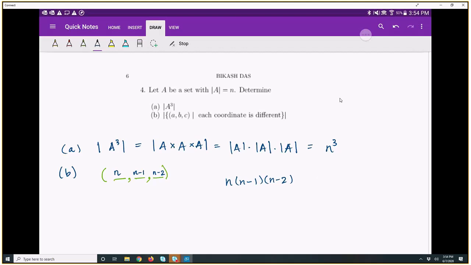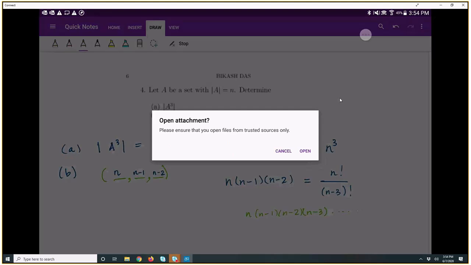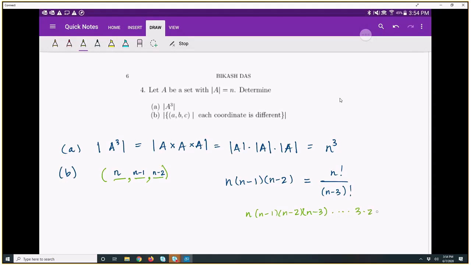Another way of expressing that is n factorial divided by n minus 3 factorial, because again I know that if I wrote this out, I'd have n times n minus 1 times n minus 2 times n minus 3 dot dot dot and so on times 3 times 2 times 1, divided by n minus 3 times n minus 4 dot dot dot times 3 times 2 times 1, and everything's going to cancel, and I'm left with n times n minus 1 times n minus 2.